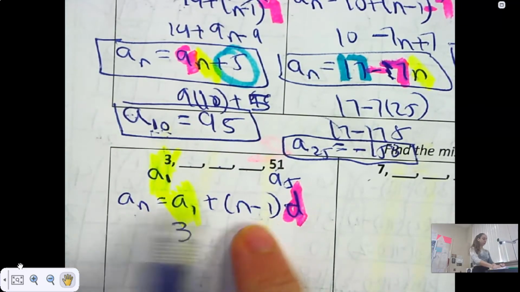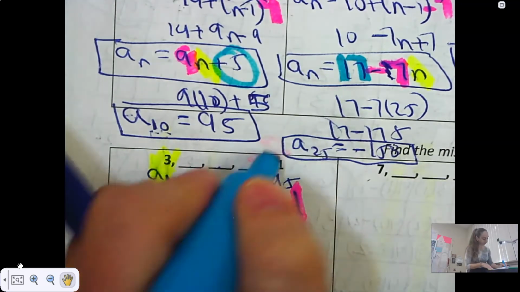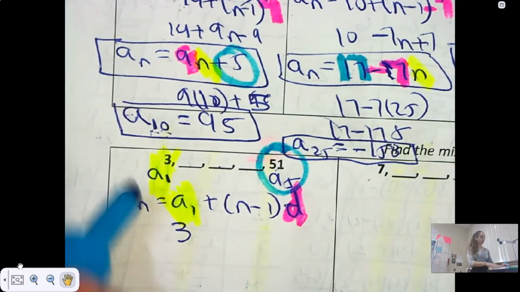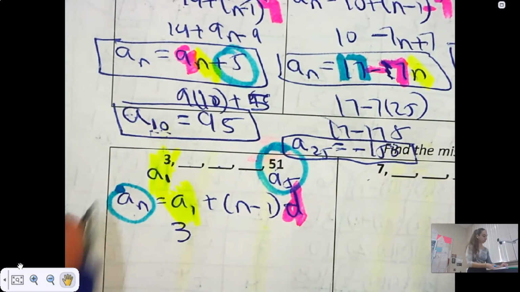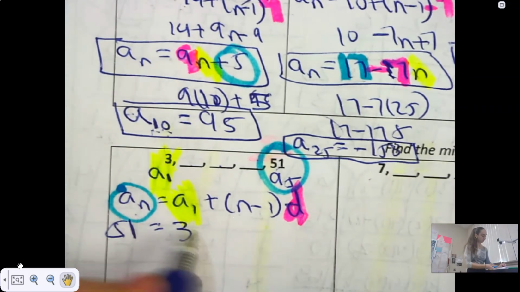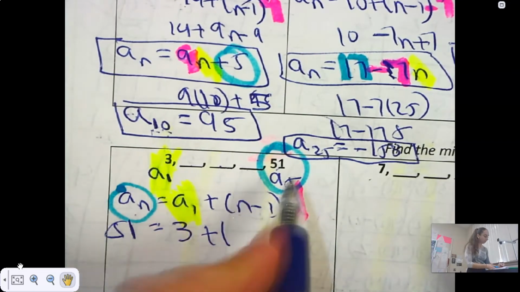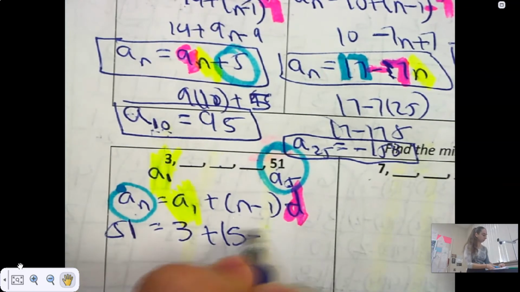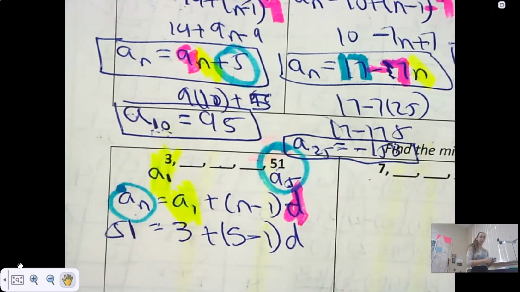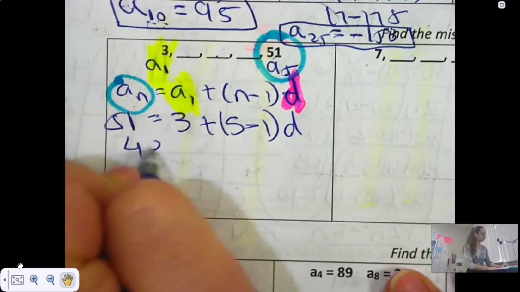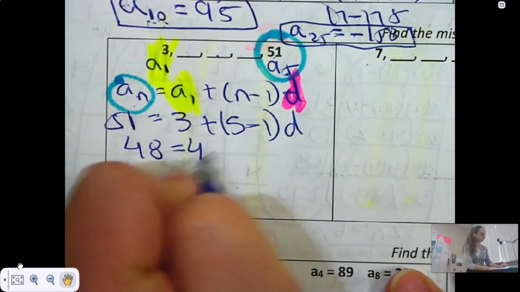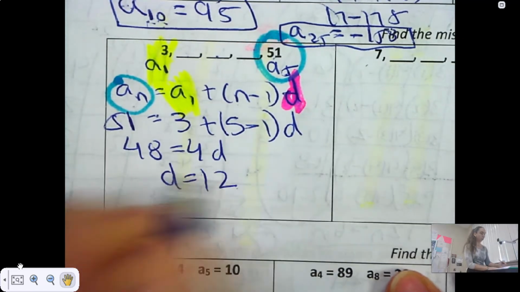But what am I going to do with this? Oh, I could use this and plug it in. I could say, okay, instead of A sub n, it's A sub 5, which is 51. And I could say, oh, it's the 5th term, 5 minus 1 times d. And now simplify, subtract 3. 5 minus 1 is 4d, d equals 12.